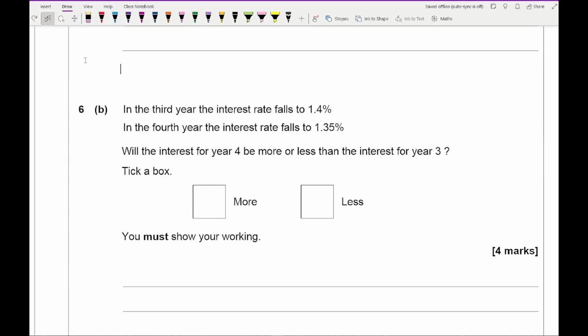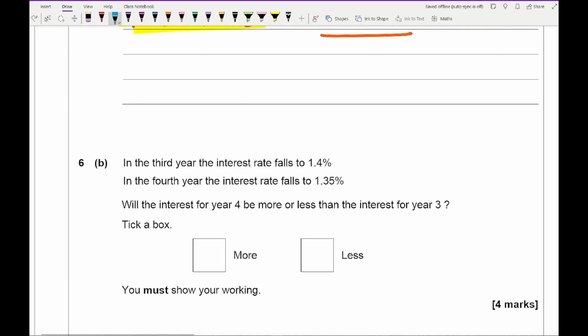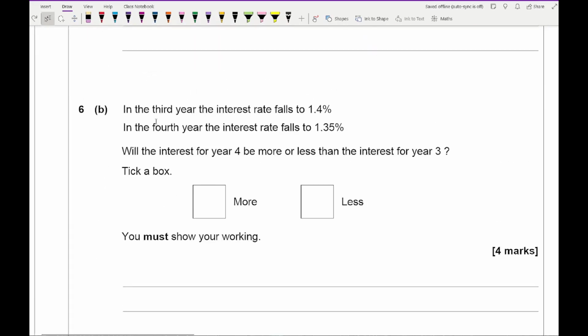Will the interest for year 4 be more or less than the interest in year 3? Tick a box for your working. Well, for this, if we start with the third year, now when it comes to these questions, I would always do your working out before you tick the box, because what you want to do is show the evidence and then make your decision.